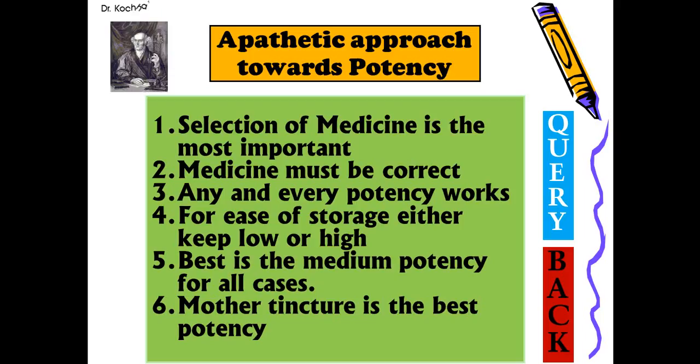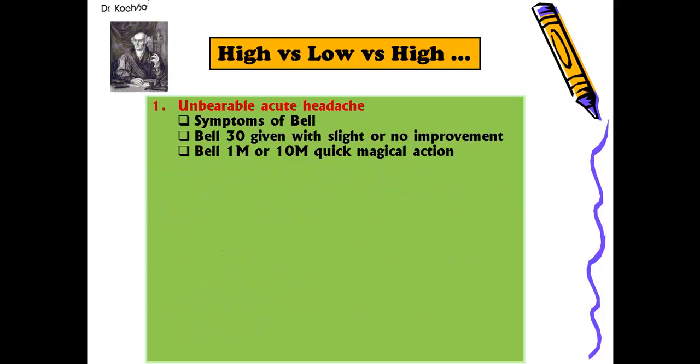Now on this, there are certain questions which come to our mind, and I have enlisted them as queries. There was a patient, this is from Dr. SPD's book, with unbearable acute headache. Symptoms of belladonna were present. Belladonna 30 was given with slight or no improvement. And this you can find in your day-to-day practice also. But belladonna 1M and 10M gives magical result. The headache disappears.